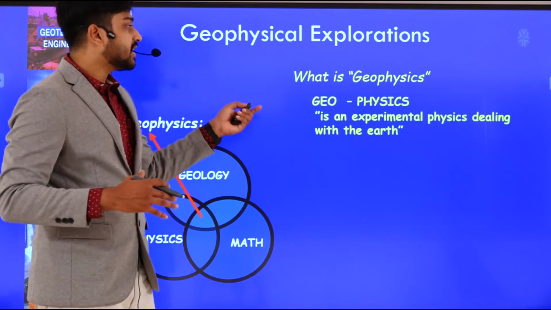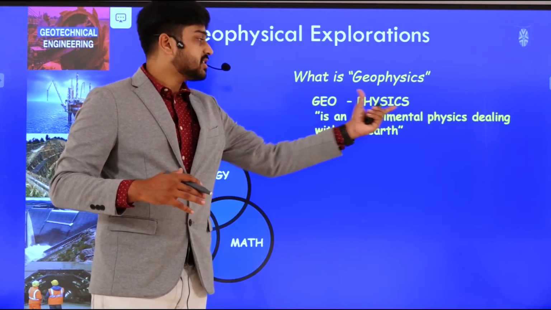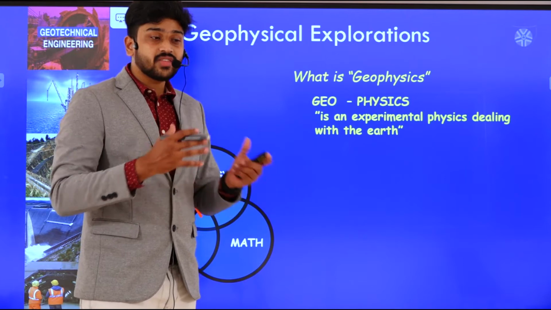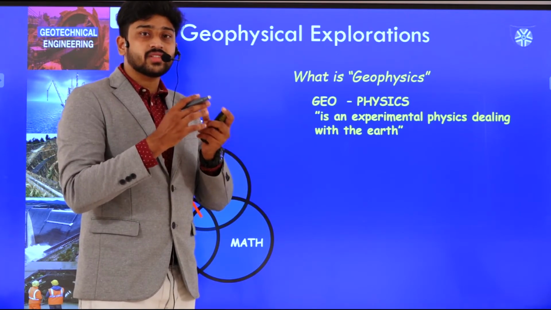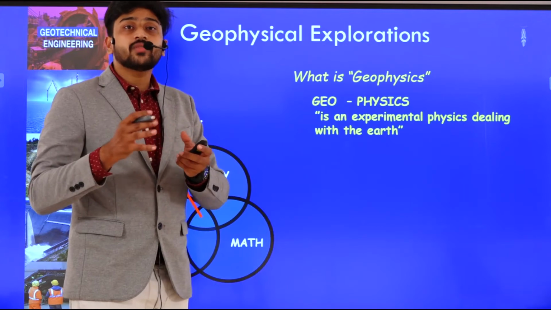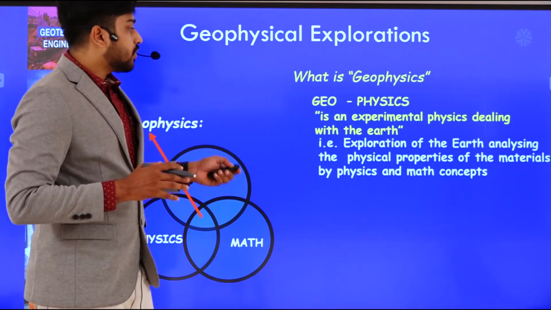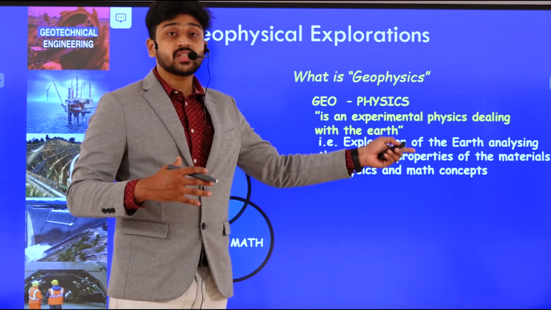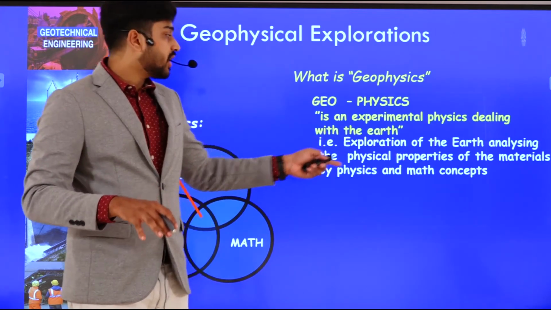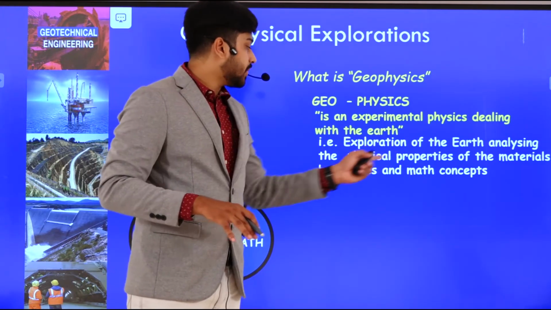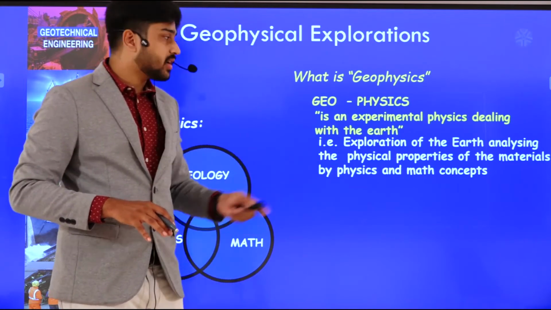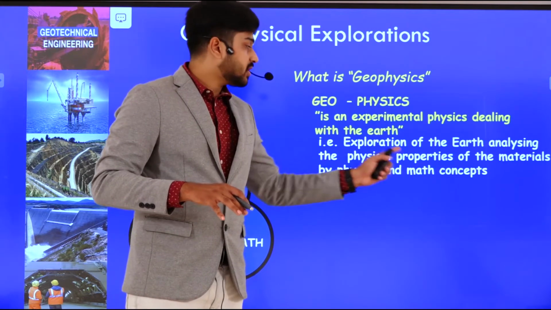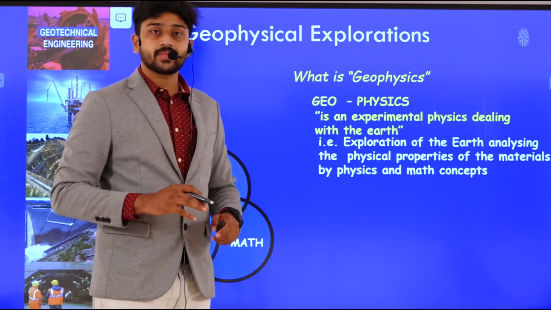Simply, it is an experimental physics dealing with the earth. As I stated, we need to apply the basics of physics in this geology with the help of certain math. In our terms, it means exploration of the earth; I need to explore the soil type, analyzing the physical properties of the materials by physics and math concepts. That means we need to analyze the earth based on physics and mathematical concepts to understand the physical properties of this soil. Clear?